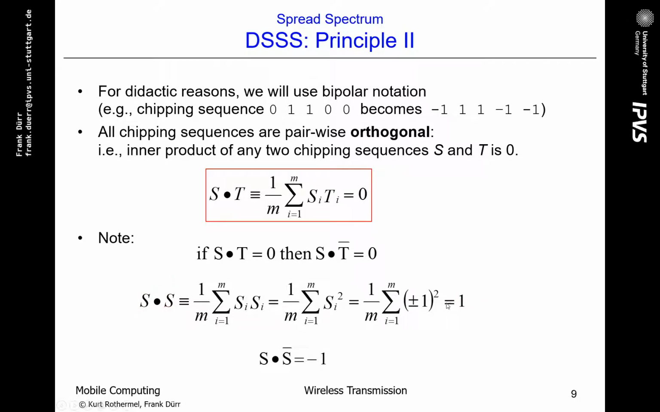Now why is that important? This is important such that the receiver can filter out, get the signal of a particular sender from the mixture of signals, from the sum of signals that it receives. Because what the receiver will do is, the receiver will multiply the received signal by the chipping sequence of the sender that it actually wants to receive. So what it actually does is, if the sender was sending a 1, then sender was sending the chipping sequence S, receiver would multiply that by S.